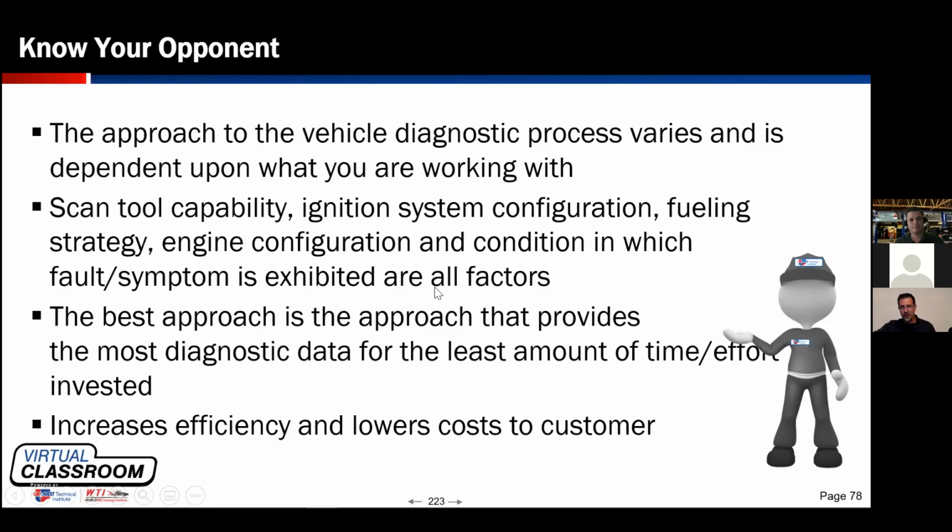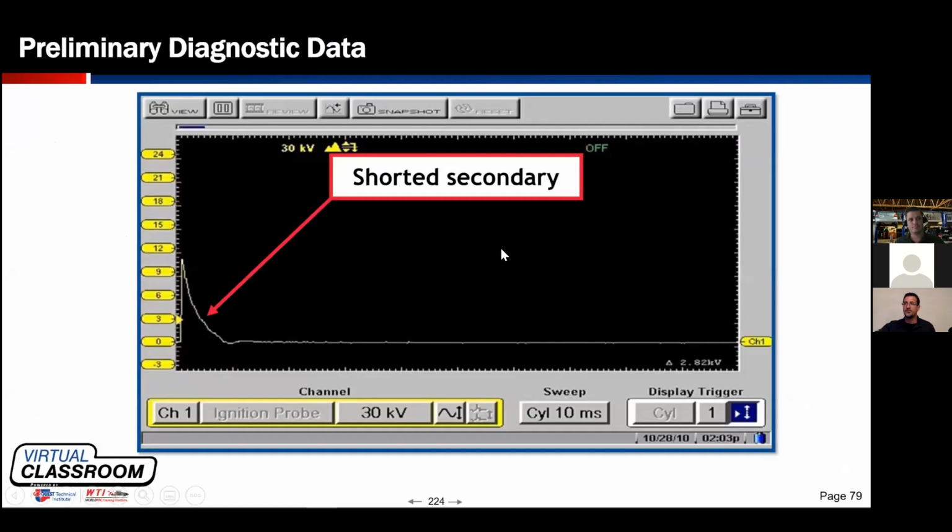But the best approach is always going to be the one that gives you the most diagnostic information for the smallest amount of time or energy invested. And this, of course, is going to increase our efficiency and also lower the cost to the customer as well. So considering what this car is, I think this one had COP coils. Even if it didn't, if it had waste spark, I can't recall now.